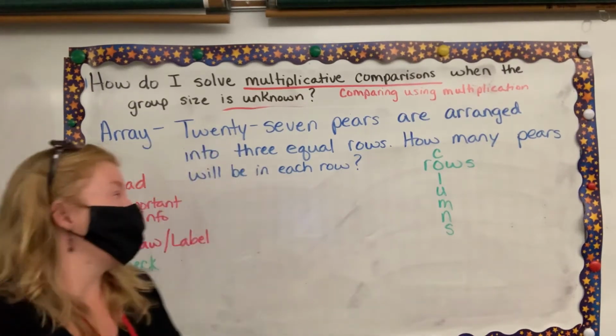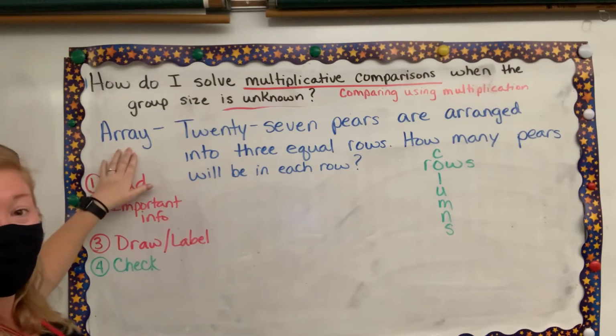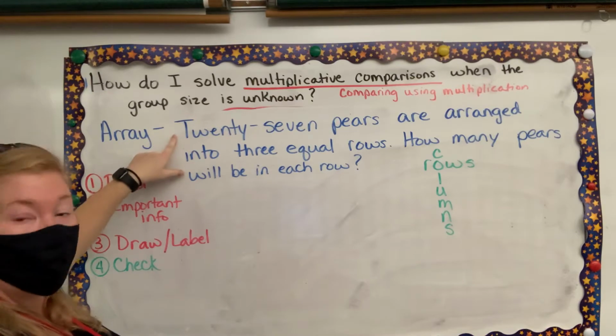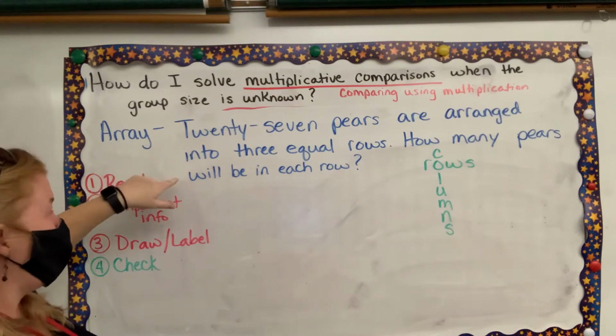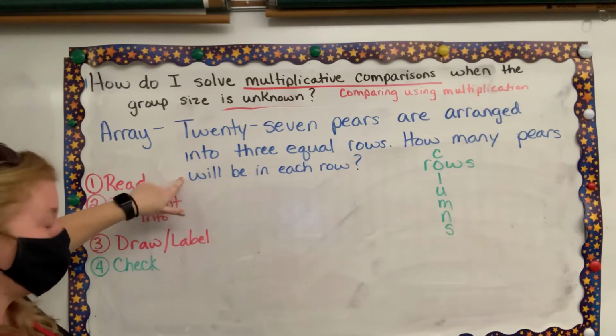All right, friends, here is your problem number 2. We are going to be working with an array this time. Our word problem is: 27 pairs are arranged into 3 equal rows. How many pairs will be in each row?